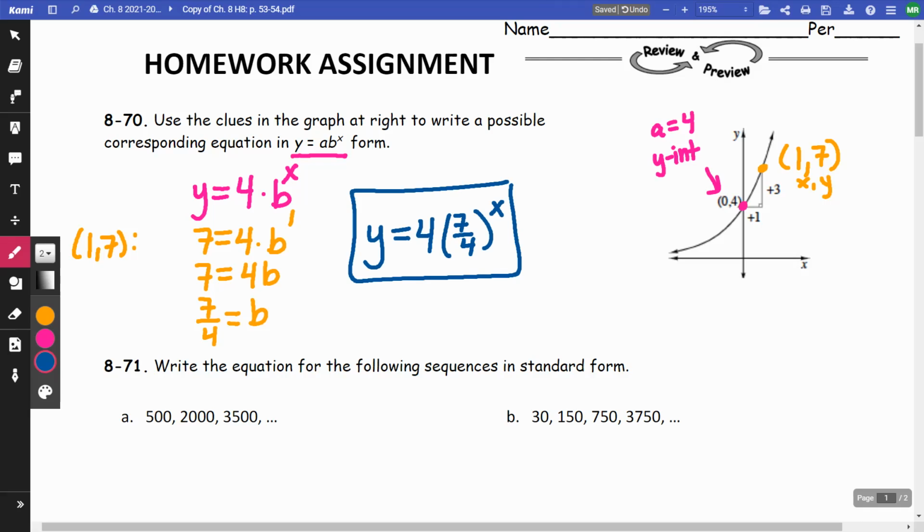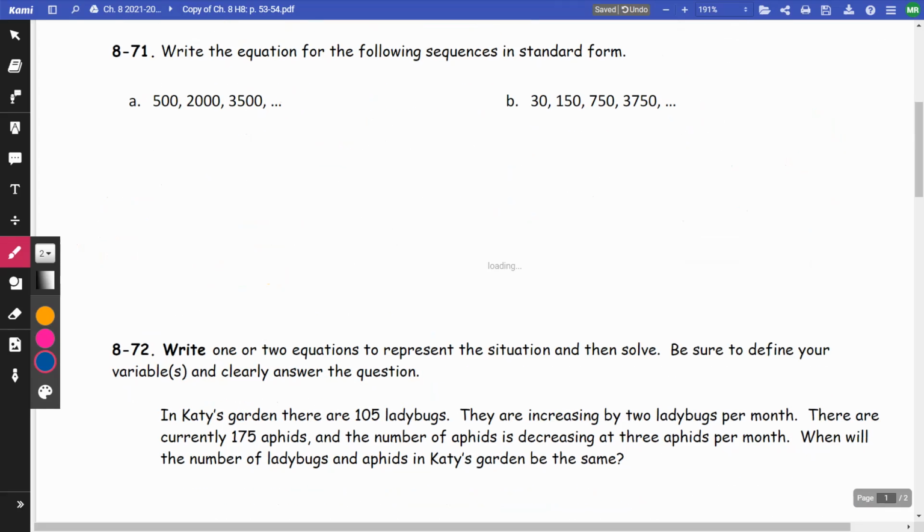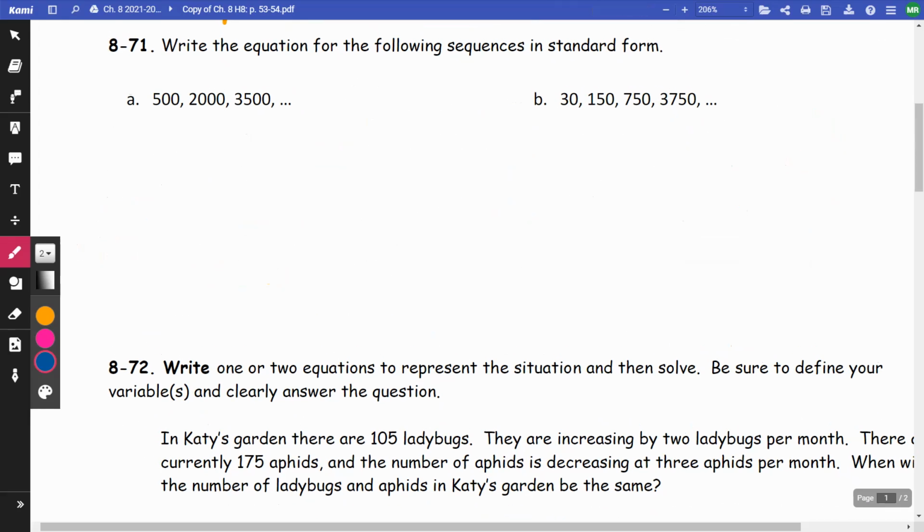Now on 8-71, we're dealing with sequences, and they want us to write it in standard form. That means that we're going to be writing it like an explicit equation. So in this first one, I noticed that it looks like I'm adding 1,500 each time, which means that this is going to be arithmetic.